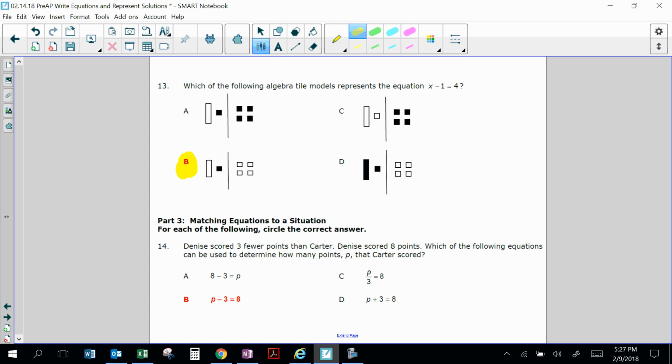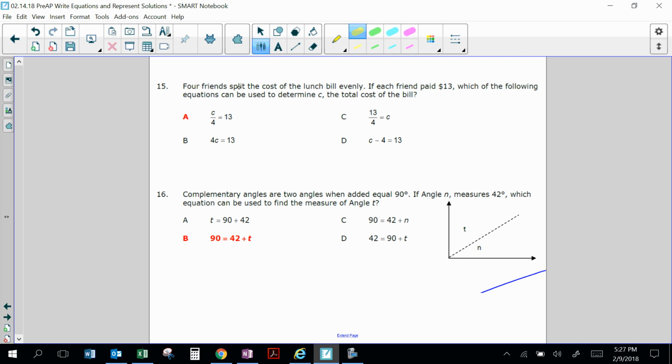Number 14: can you match the equation to one of the situations? This is what we are focusing on in today's lesson, but this is a preview. Dana scored 3 less than Carter, and Carter is P. So P minus 3, so it's B. 3 less than P. Number 15, 4 friends split the cost. When you're splitting the cost, you're dividing the bill evenly. So it's cost divided by 4 equals $13 each person. So 15 is A. And we're going to be learning number 16 on March 9th.